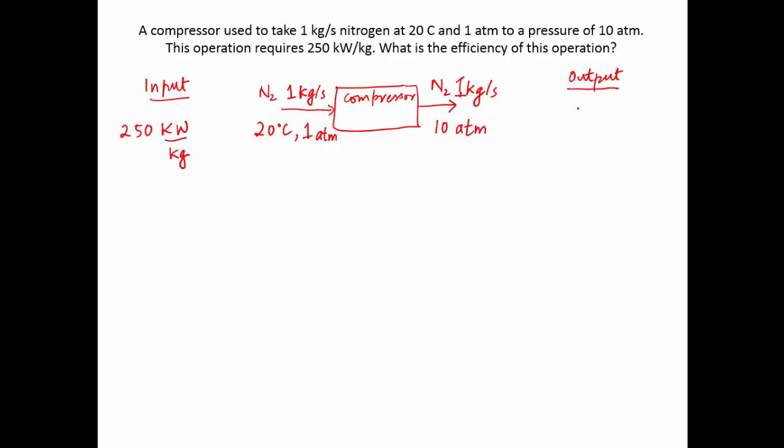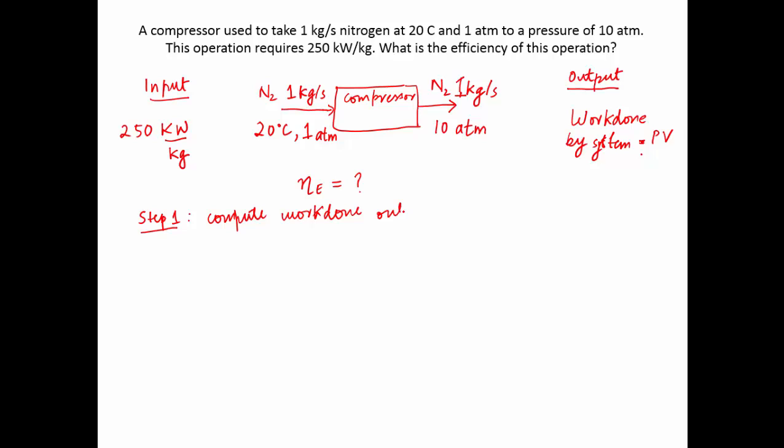Our output is work done by the system, and that can be represented by PV. So we are asked to compute the efficiency of this process. We know the efficiency is simply output over input. We already know our input, and our goal is to compute the output. So step 1, compute work done onto the system. Work done is simply PV. But in this case, pressure and volume are changing entities, so we have to do an integral.